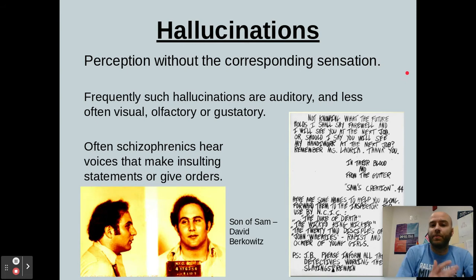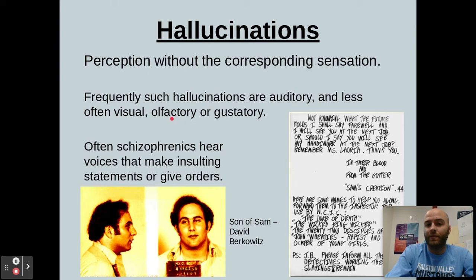Hallucinations. This is perception without the corresponding sensation. So you have no sensory information coming into your senses. There's no stimulation there, but you're still experiencing some type of perception. Okay? So frequently these hallucinations are auditory. You hear things, you hear voices in your head, right? You hear someone speaking to you.